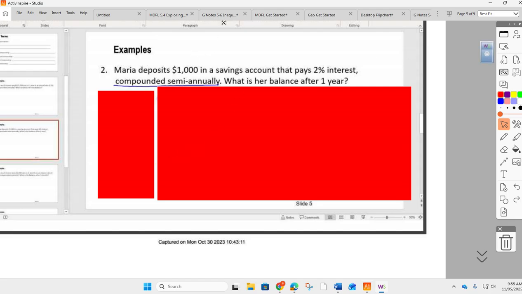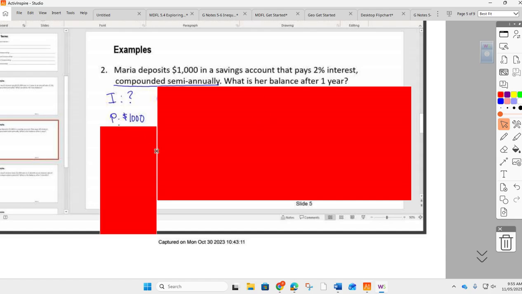Now we're talking about a deposit of $1,000 in a savings account, and they pay 2% interest. Same amount of principal, same interest rate, but now it's compounded semi-annually. So it's compounded every half year. Our interest: all they ask us to do is find her balance after 1 year, but we're going to find her interest in order to find her new balance.